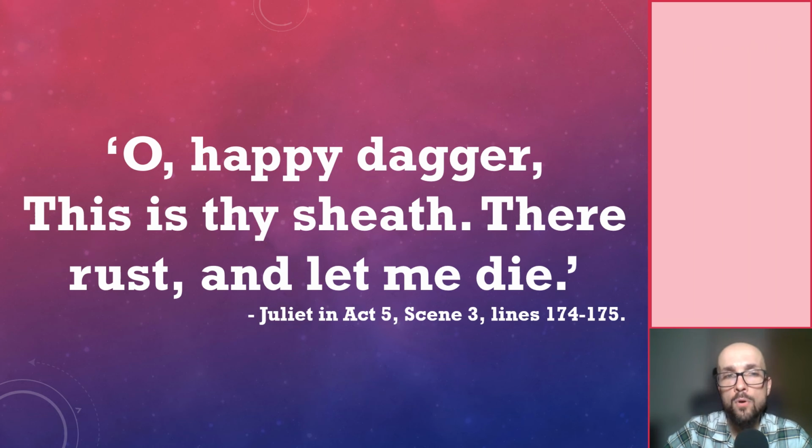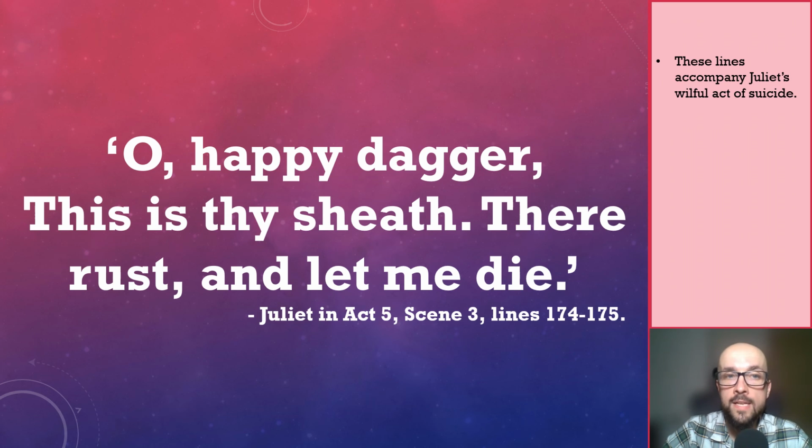By calling her body a dagger's sheath and requesting that she will die because of this, Juliet's act of suicide is heavily implied by these lines. The fact that she calls the dagger happy creates the impression that this is something she welcomes, not something she necessarily commits out of fear or panic or with any reluctance.